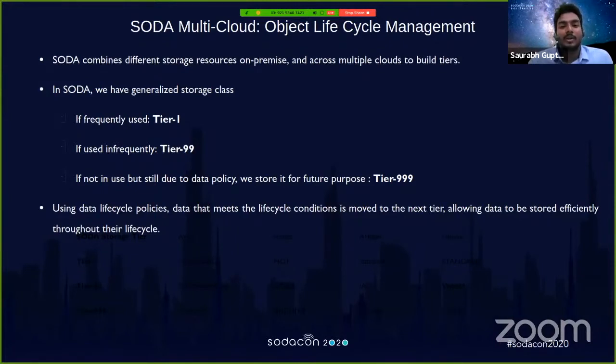What we are doing is automating this process. When you put a lifecycle policy on any bucket, all the objects move from one tier to another according to the user's needs to optimize the data.